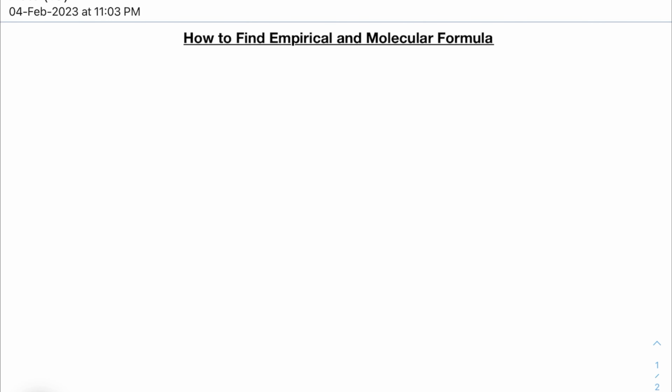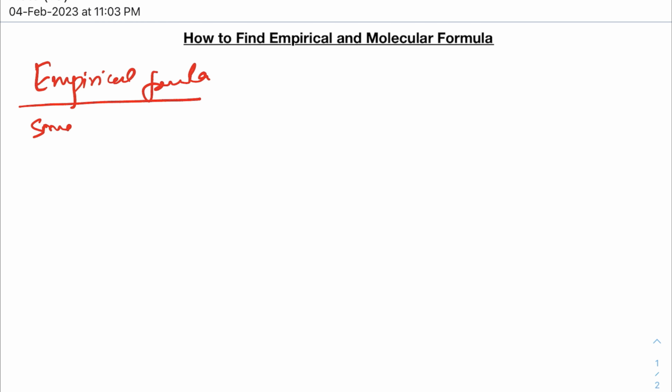Hello everyone, so today we are going to find out what the empirical formula is and how to find the empirical formula and the molecular formula. So a little about the empirical formula. It is considered as the simplest formula of a compound.